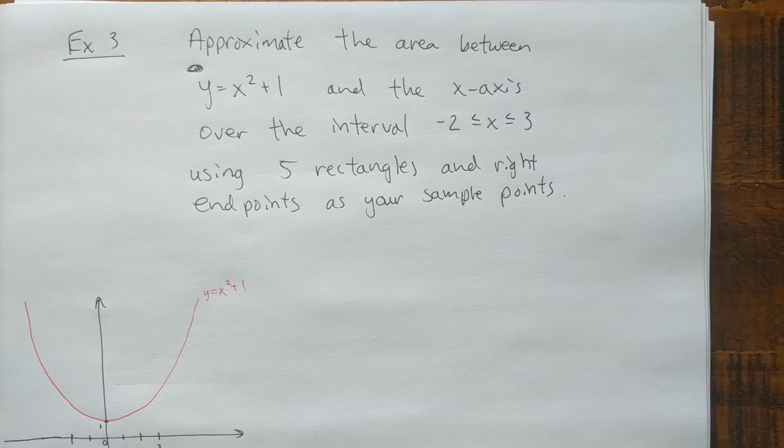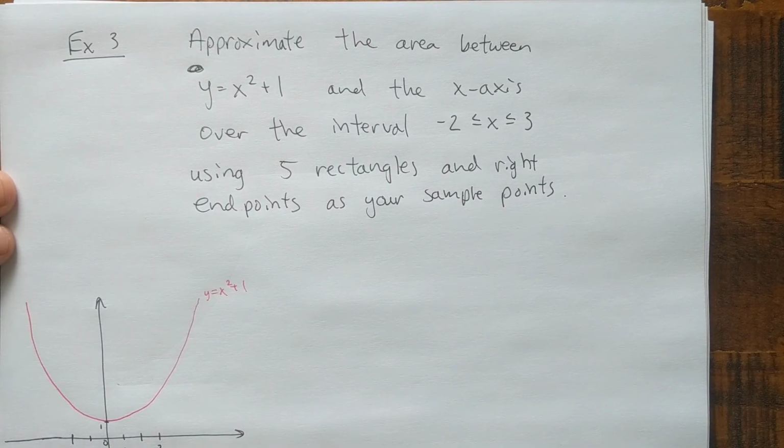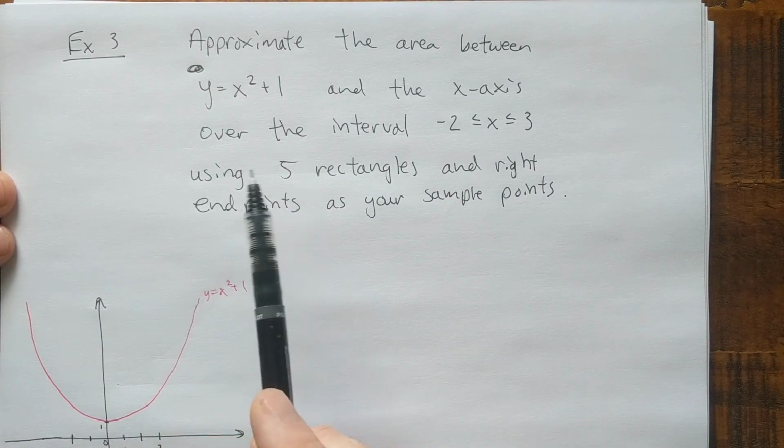Let's look at another example of using Riemann sums to approximate area between curves. So let's use the same function y equals x squared plus 1. We're going to approximate the area between that function and the x-axis. This time let's pick a different interval. So we're going from -2 to 3, and we're going to use 5 rectangles.